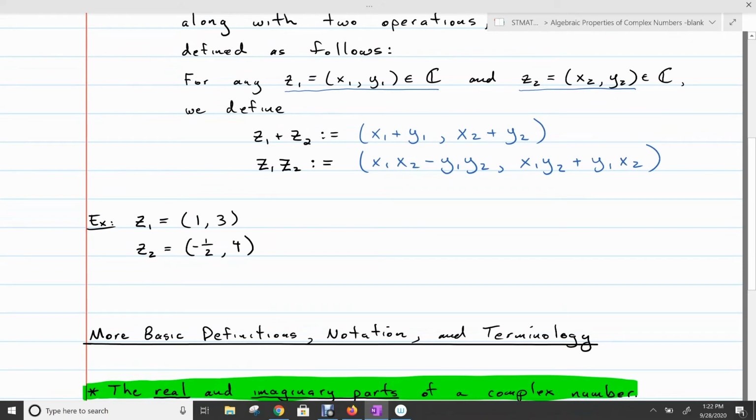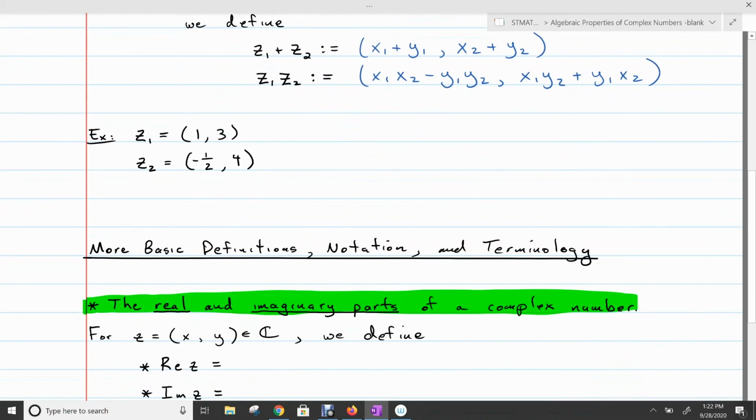So in this example that I have here, where z1 is equal to (1, 3) and z2 is (-1/2, 4), we could easily do the sum and the product of these two points. So z1 plus z2, you just do component-wise addition, and you'd get 1 minus a half and 3 plus 4, or simplifying, we'd get (1/2, 7).